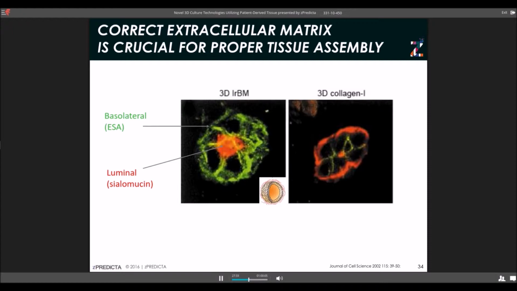Now, if you take the exact same cells and put them into a collagen 1 matrix, you end up with the inside-out acinus. So you can see that the luminal markers are now on the outside. So luminal markers are now basolateral, and basolateral markers are now in the luminal location. So having the wrong matrix completely destroys the functionality of the organoid. So this really illustrated very drastically how crucial it is to have the correct environment for the correct function.